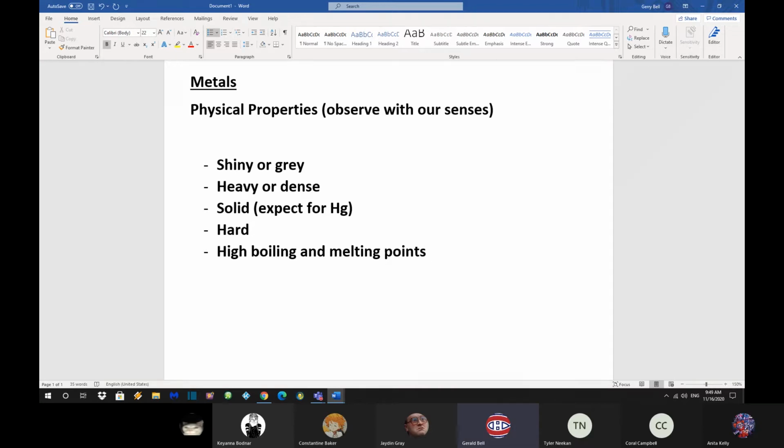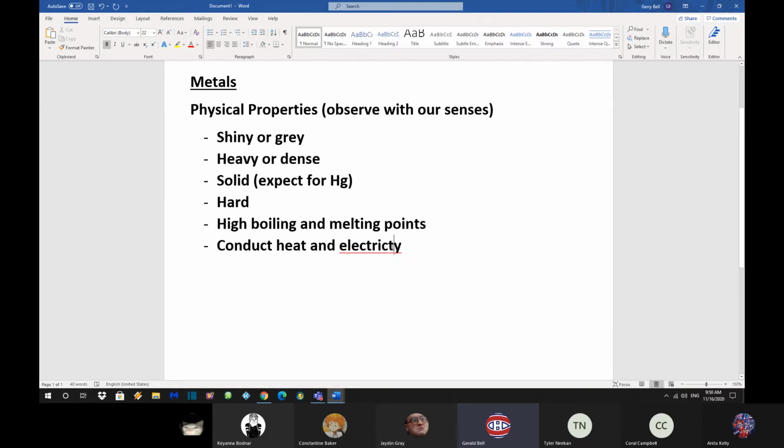An important one too is they conduct heat and electricity. That's a pretty decent list we have there. You guys think of any other ones? All right, I'm pretty happy with that list. So those are some physical properties, things you can observe. So let's talk about some chemical properties here. And these would be found through experimentation.